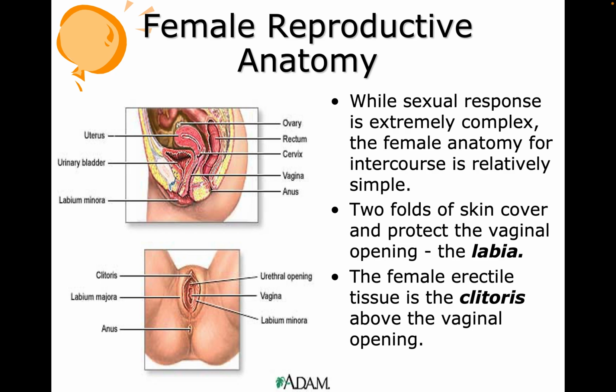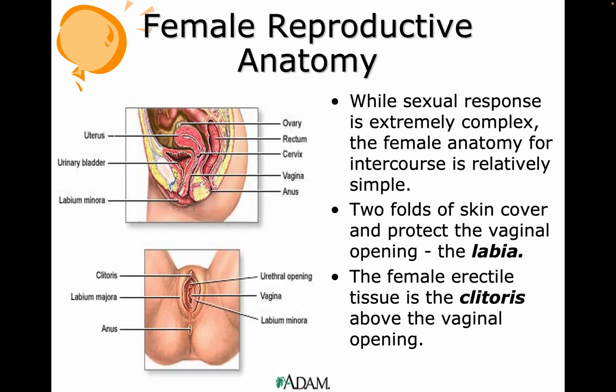While sexual response is extremely complex, the female anatomy for intercourse is relatively simple. Two folds of skin cover and protect the vaginal opening. These are the labia majora and the labia minora. Why do they call it minora and majora? Because labia means lips, so the labia majora are the outside lips, the larger lips, and the minora are smaller lips that are inside the vaginal opening.